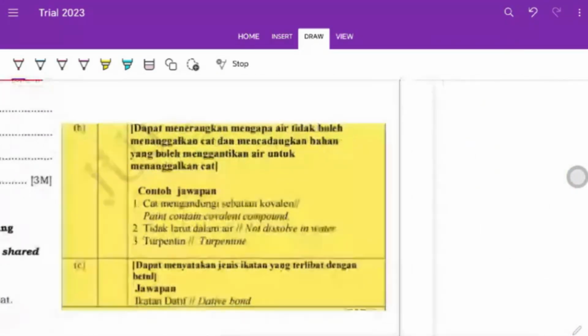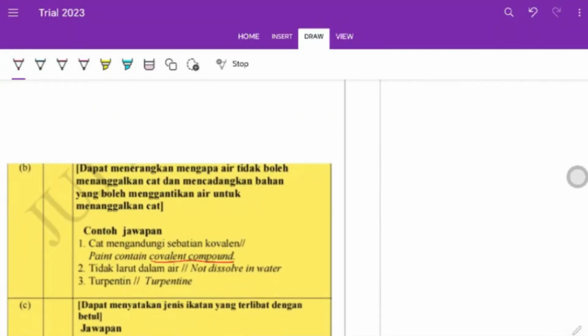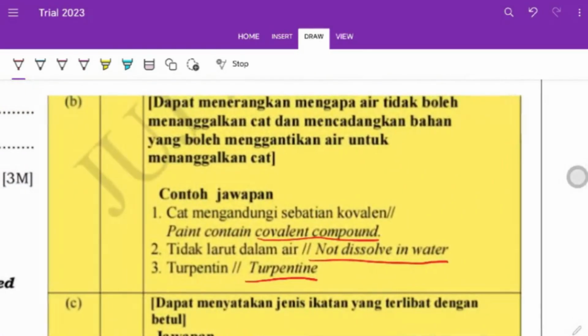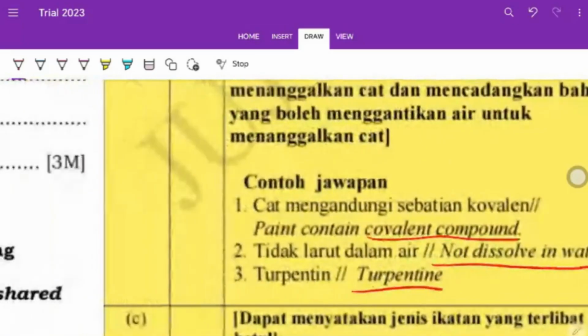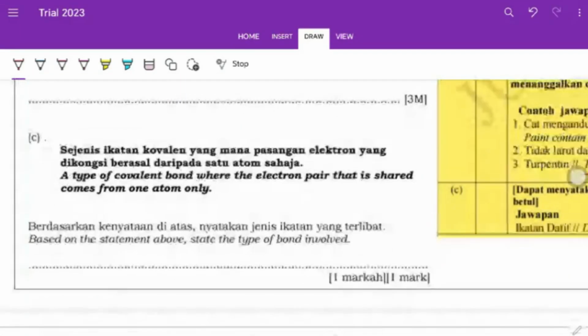So the paint contains covalent compounds, not dissolved in water. For example, we use turpentine, the solvent for paint actually. Propanol actually also can. Turpentine. Now next, last question I think for tonight.